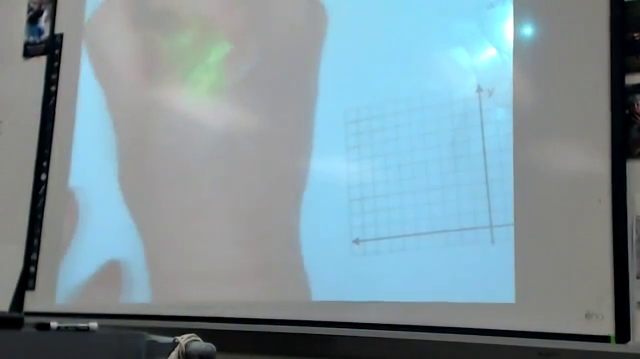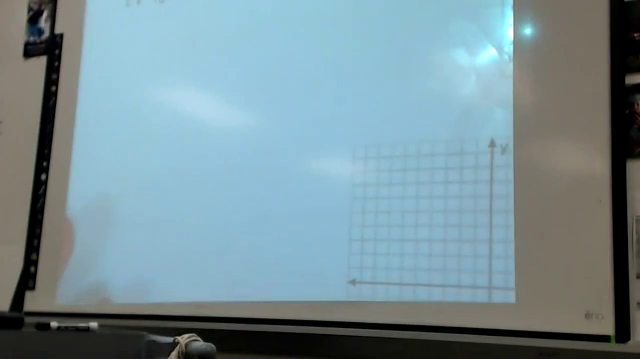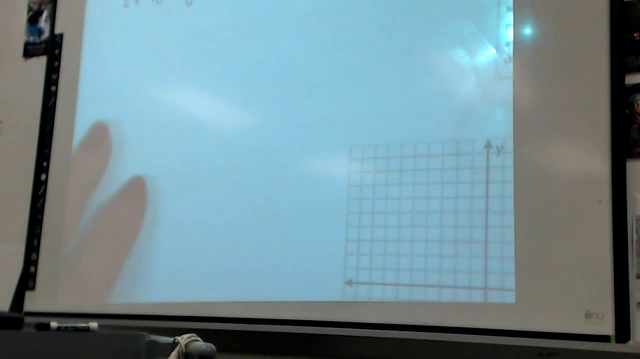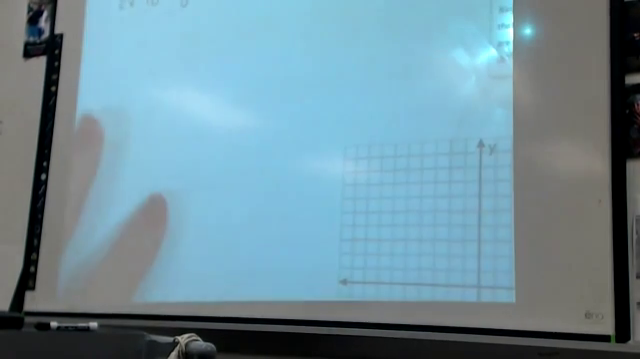All right. Example 1B. We're going to sketch and analyze. Oh, yeah. G of x equals 2 to the negative x power. Now, this is the same thing as 1/2 to the x power. Those are the exact same.